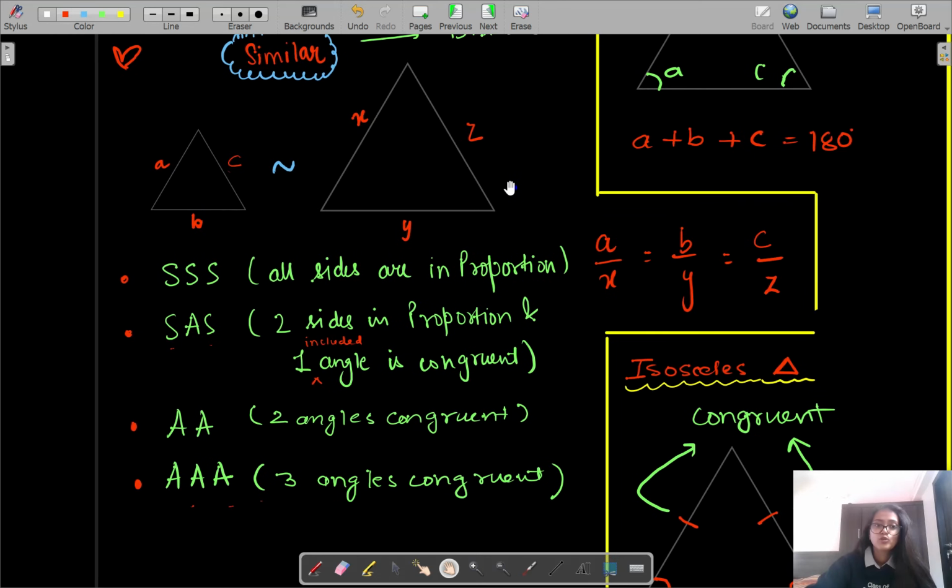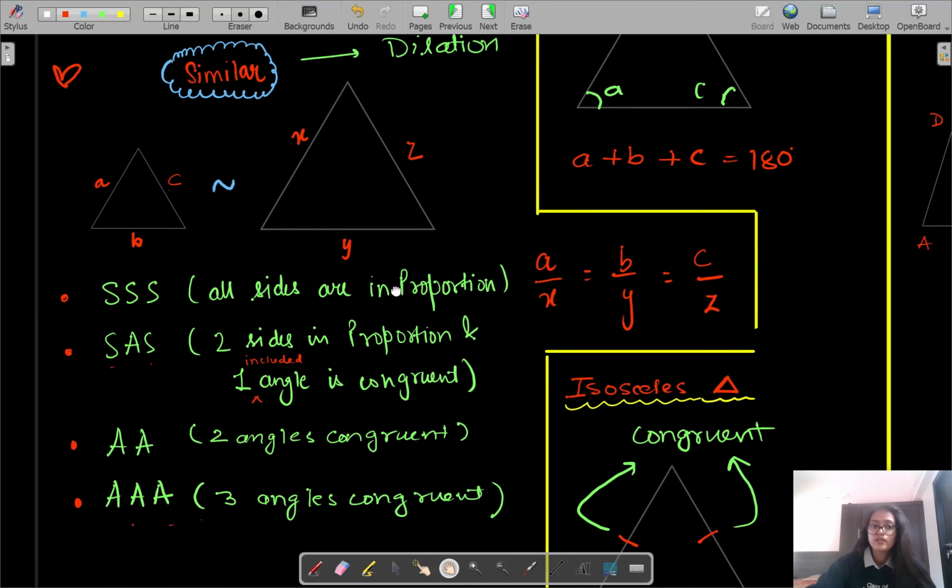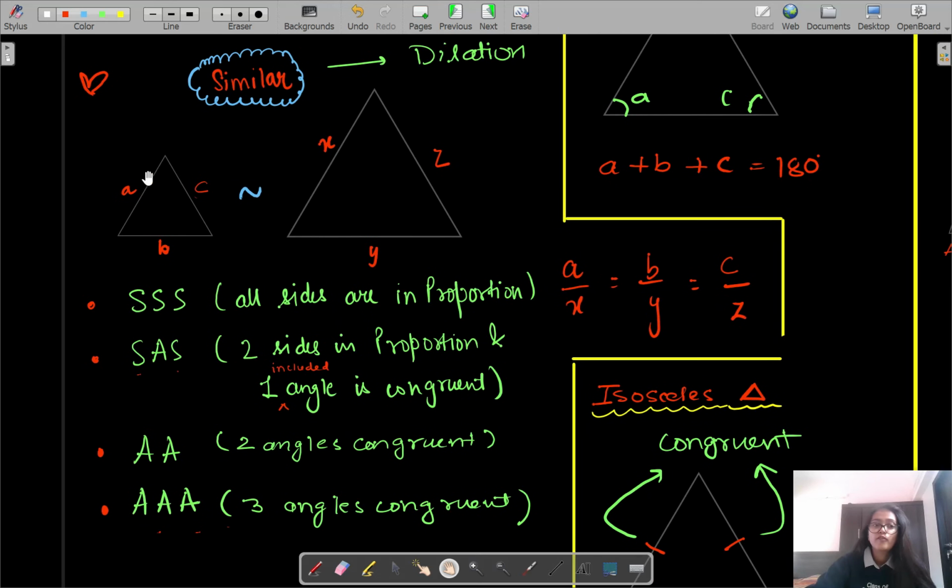Okay, so there are four criteria to prove two triangles similar. The first one is SSS. It stands for obviously side, side, side, but here it doesn't mean that all three sides should be congruent, but it means all sides should be in proportion. That means if you take the ratio of corresponding sides, so ratio of A to X, then ratio of B to Y, and ratio of C to Z, all those ratios will be equivalent.